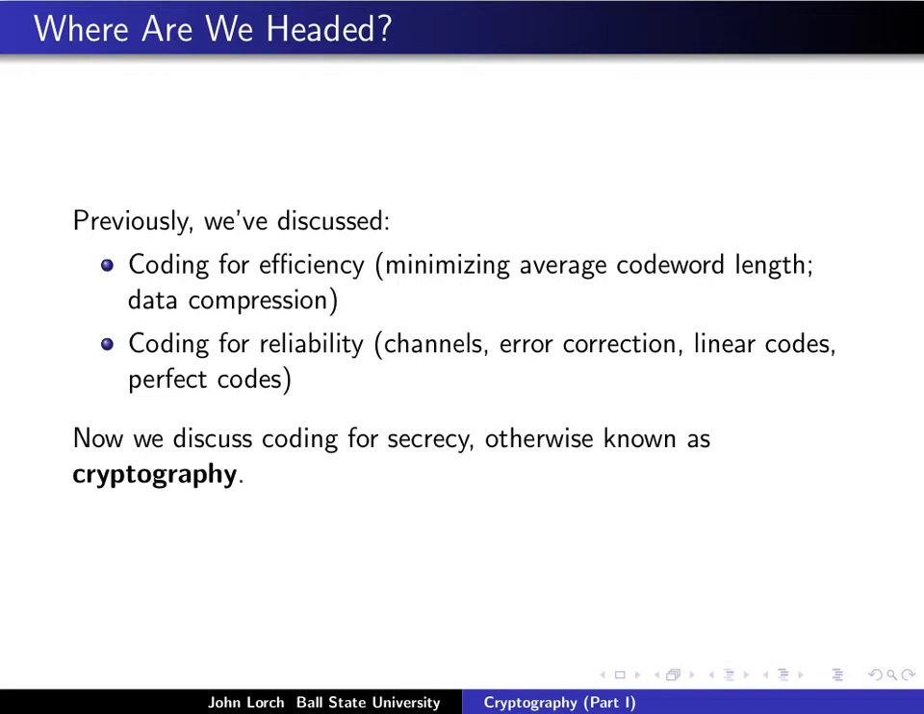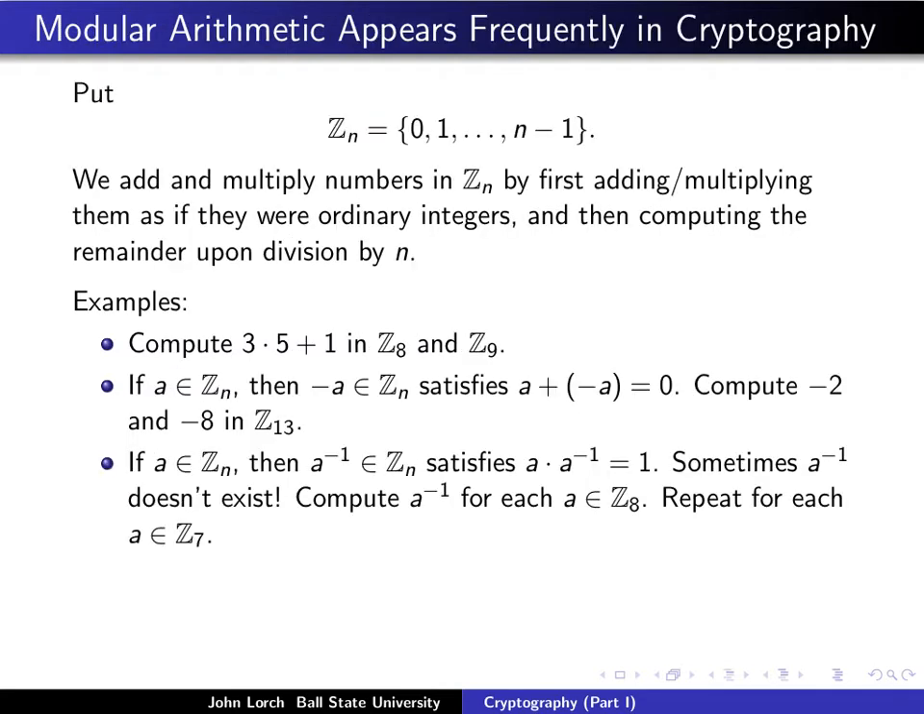So the word cryptography has two parts. Crypto means secret, and the graphy part means writing. So secret writing. Before we can turn our attention to cryptography, we need to address some matters of arithmetic.